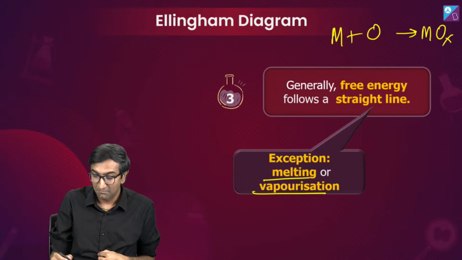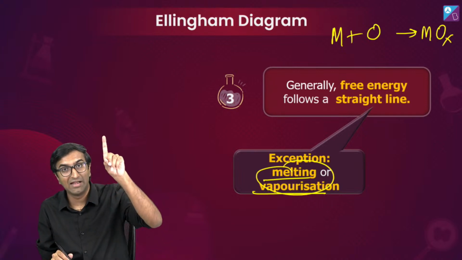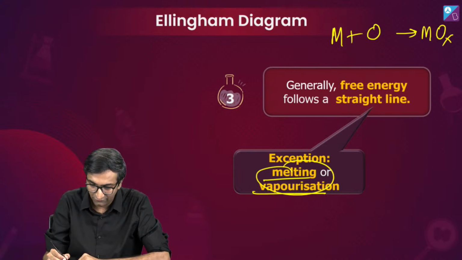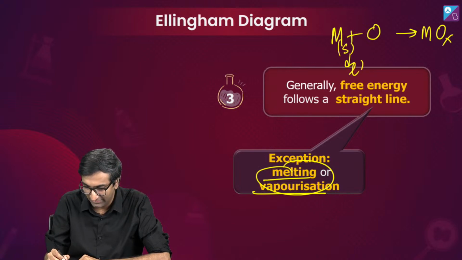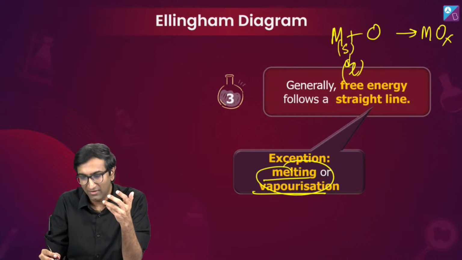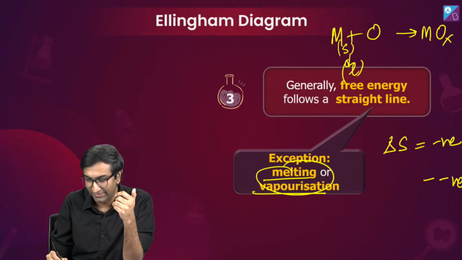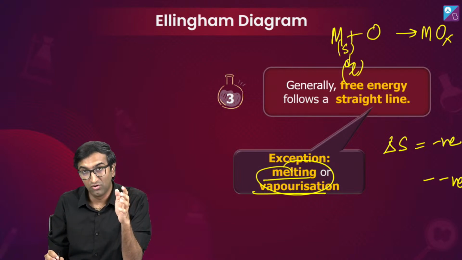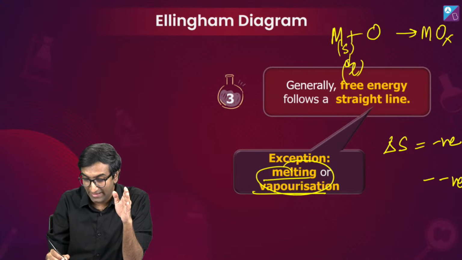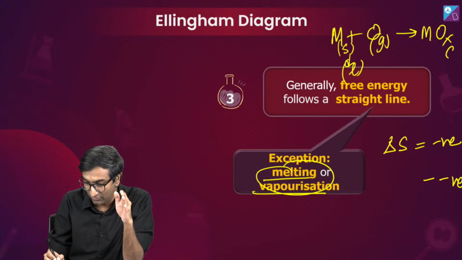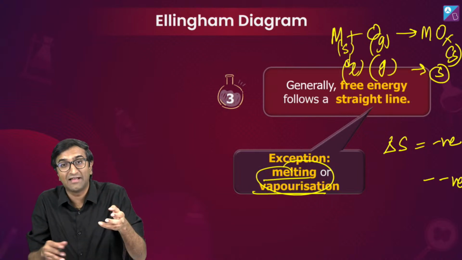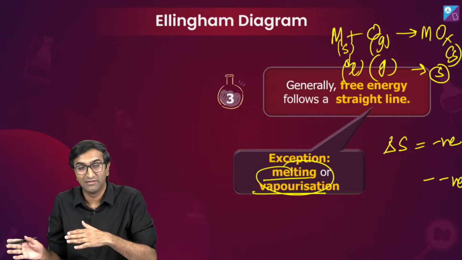If this thing melts or vaporizes, then what happens? Then instead of this being solid, this becomes liquid. And if this becomes liquid, then the entropy, which was already negative, becomes even more negative. I put 2 negative signs, makes no sense, I know. But this does make sense because I had one solid and one gas becoming one solid, okay, but now I will have one liquid and one gas becoming solid. That means the entropy change became even more negative, therefore the slope goes even higher.